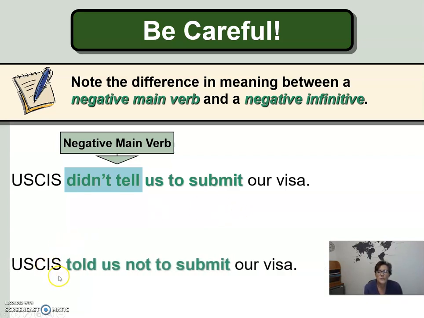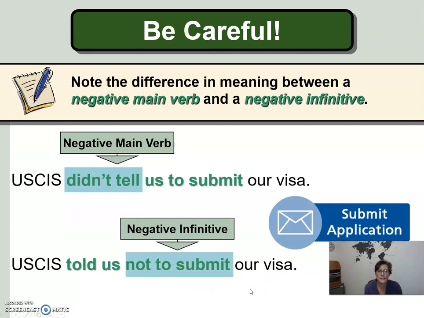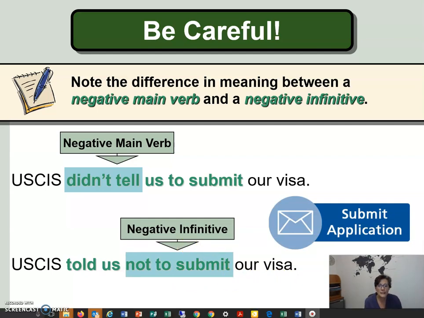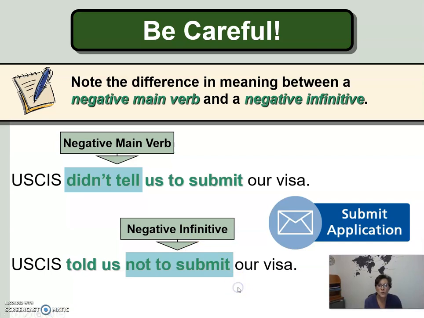In this sentence, USCIS told us not to submit our visa. In this case, this is a negative infinitive, meaning that they don't want you to submit your visa. They did tell you something and they told you not to submit it.